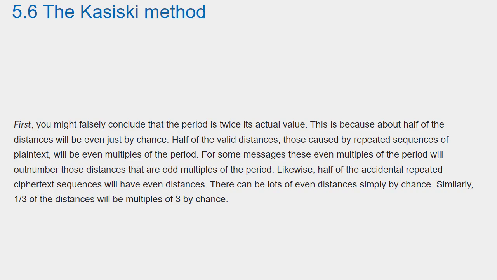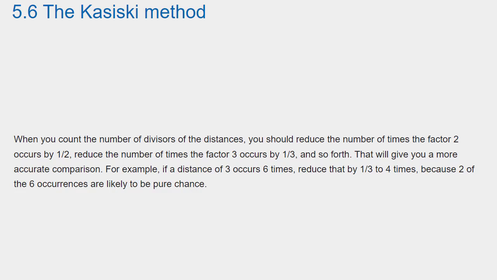Likewise, half of the accidental repeated ciphertext sequences will have even distances. There can be lots of even distances simply by chance. Similarly, 1/3 of the distances will be multiples of 3 by chance. When you count the number of divisors of the distances, you should reduce the number of times the factor 2 occurs by half, reduce the number of times the factor 3 occurs by 1/3, and so forth. This will give you a more accurate comparison.